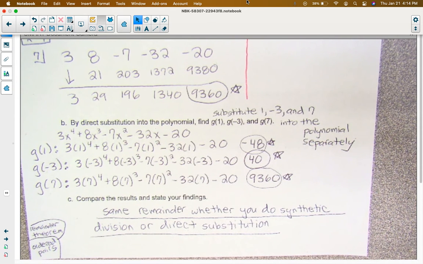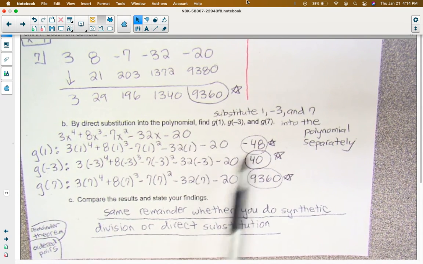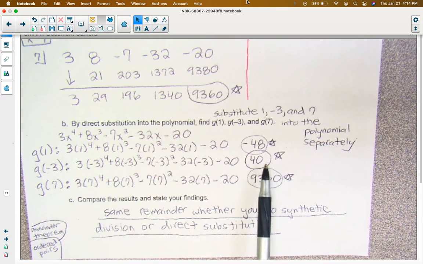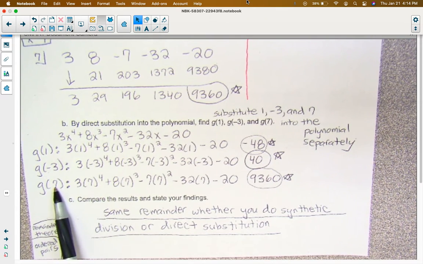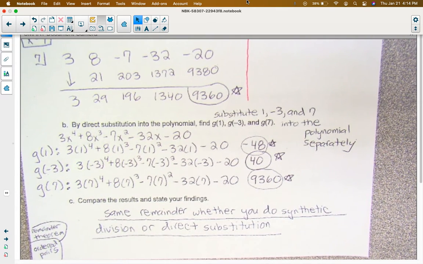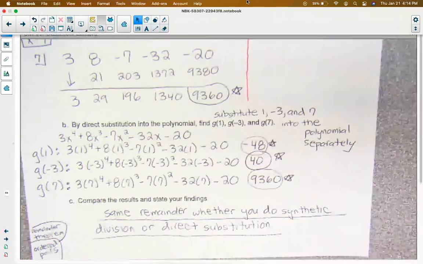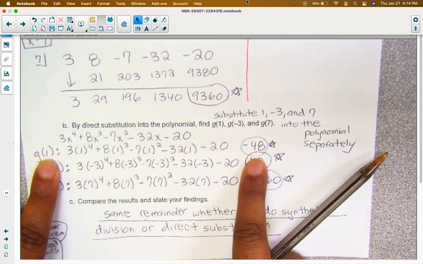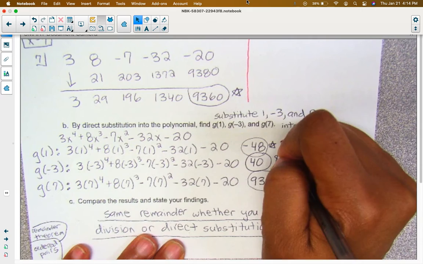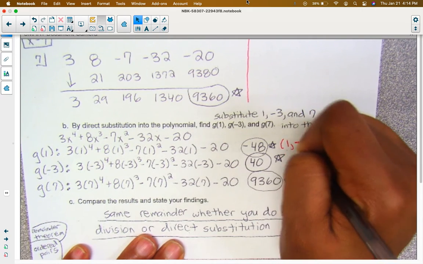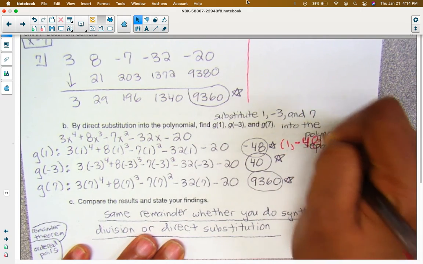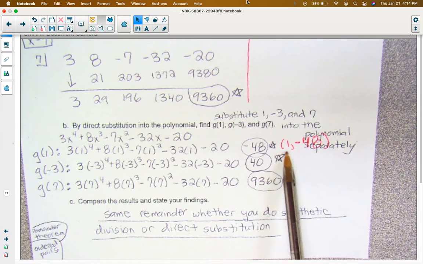It also gives us ordered pairs. X is an ordered pair, we get y back out, negative 48. So if I write those ordered pairs out, we plugged in 1, we got negative 48. I'm going to write this in red. So my ordered pair is 1, negative 48.